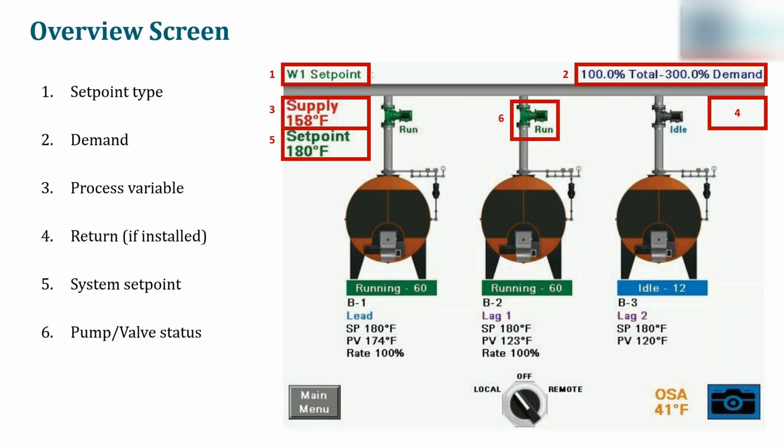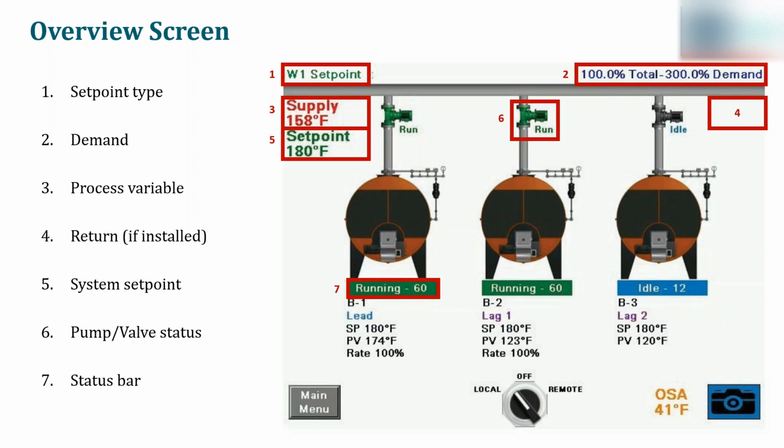We also have pump and valve status shown here on the screen. If you optioned on the pump or valve control in the system setup, you would see this icon here that tells you whether the pump is running or it's in idle. So you can see in boiler 1 and boiler 2, the pumps are on and running, and in boiler 3, the pump is off or idle because the boiler is not being commanded on.